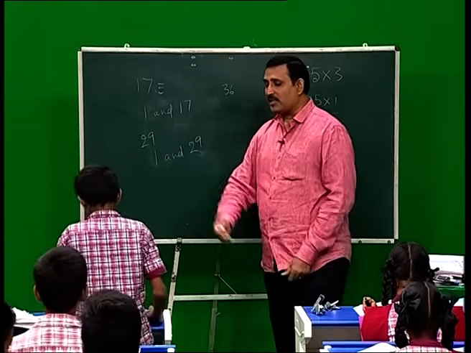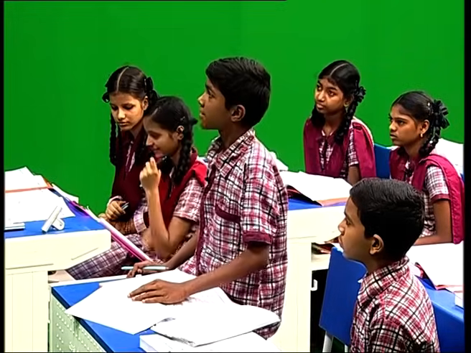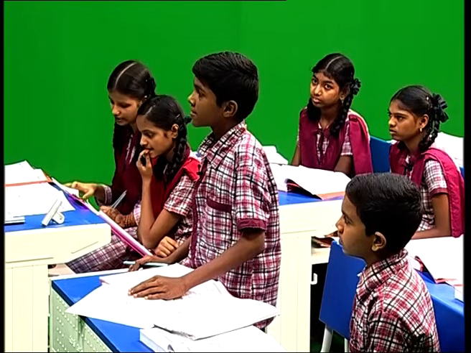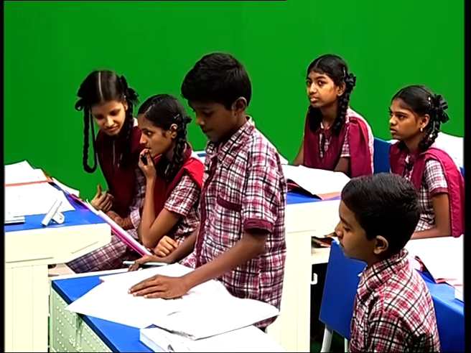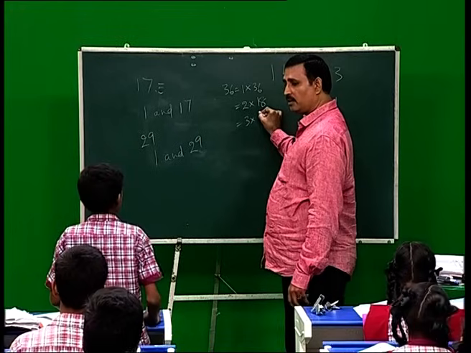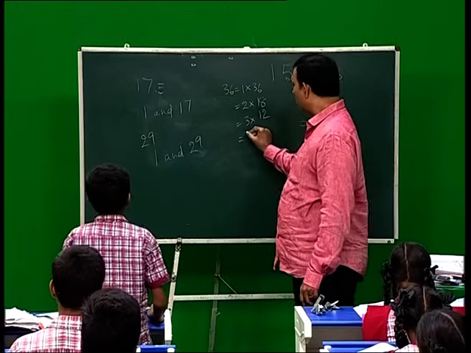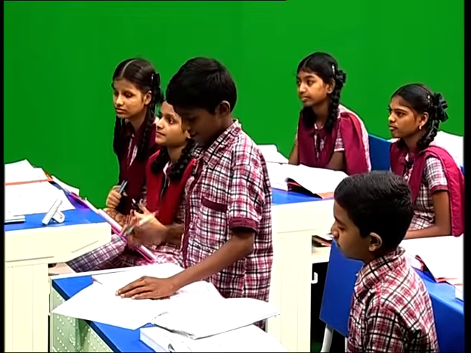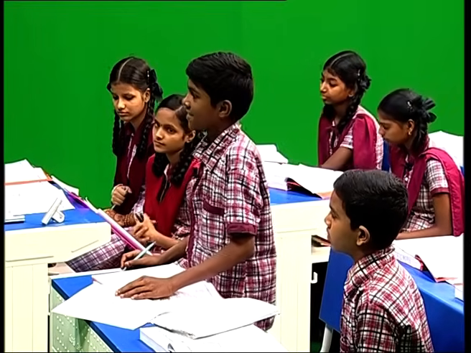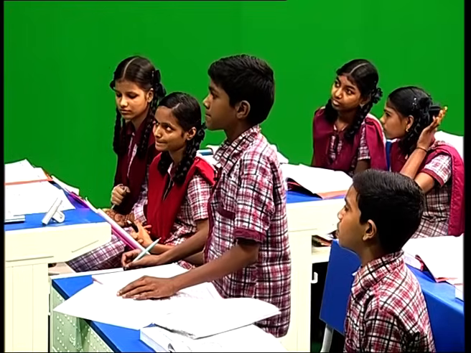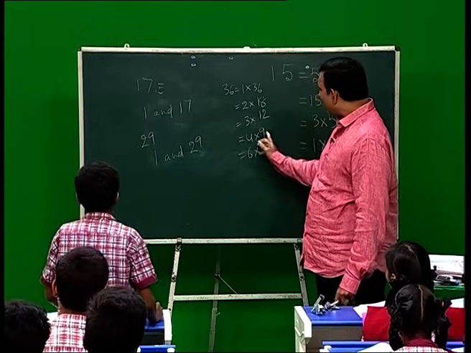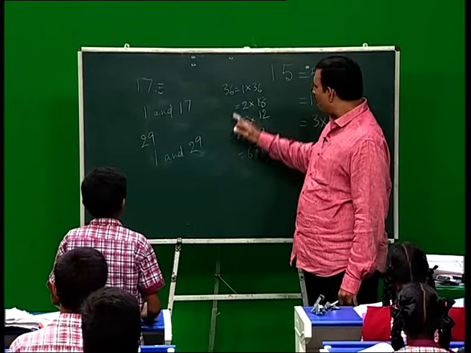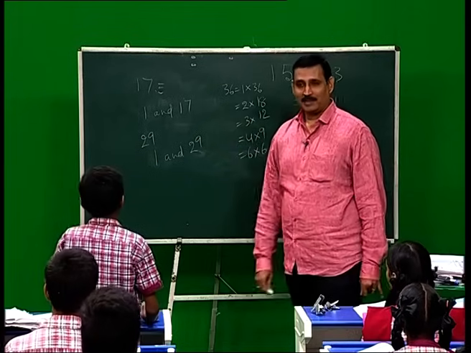For 36, what are the factors you got? 1 into 36, 2 into 18, 3 into 12, 4 into 9, 9 into 4, then even you can say 6 into 6. So how many factors are there? 9 into 4, 12 into 3, 18 into 2, 36 into 1. So how many factors do we have? 10 factors. Correct?